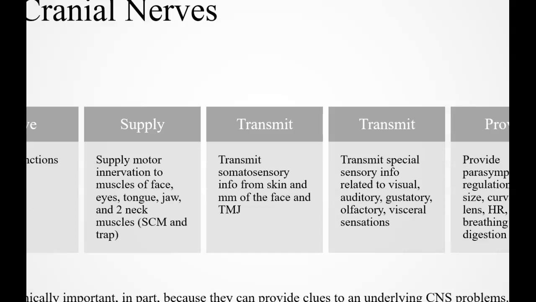So if we knock out some of these cranial nerves from a head injury or from a stroke, that can be pretty catastrophic. Keep in mind that the cranial nerves are really clinically important because they carry all of that information, but they also provide clues to an underlying central nervous system problem. So clinicians, especially neurologists, will often assess cranial nerve function using several standardized tests.